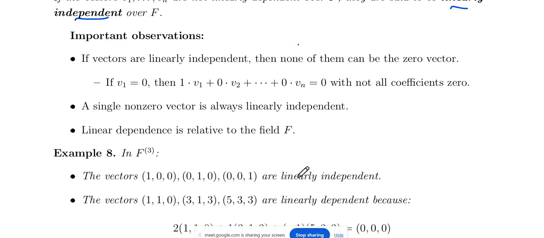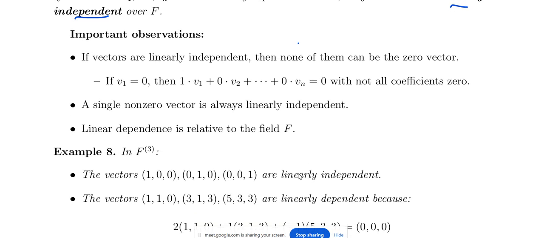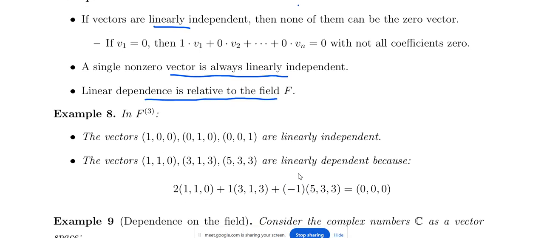If vectors are linearly independent, then none of them can be the zero vector. Suppose v1 equals 0. Then 1 into v1, 0 into v2 and so on equals 0, with not all coefficients 0. So a single non-zero vector is always linearly independent. Linear dependence is related to the field F. These are very important observations.